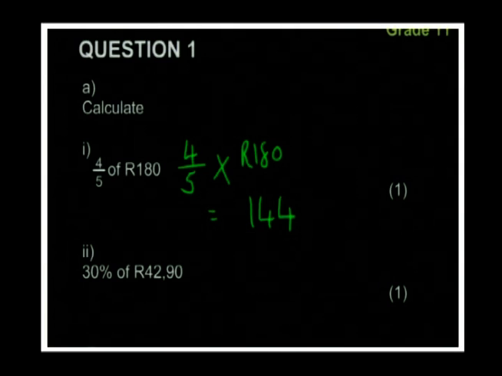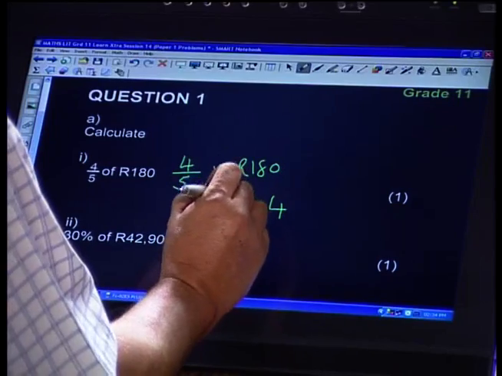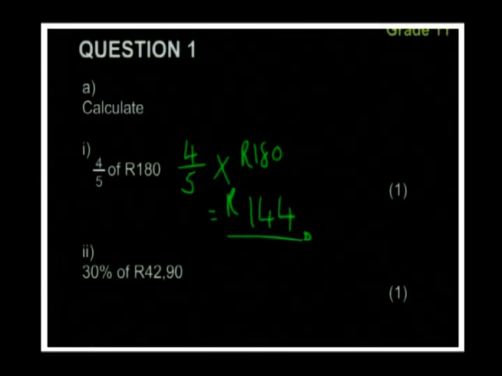Use it. So, 4/5, fraction button, 4/5, multiplied by 180 equals 144. So we write our answer 144. But, listen carefully, it's not just 144. The question gave us a unit. It said find 4/5 of 180 Rand. So our answer must also be in rands. So it's going to be 144 Rand.